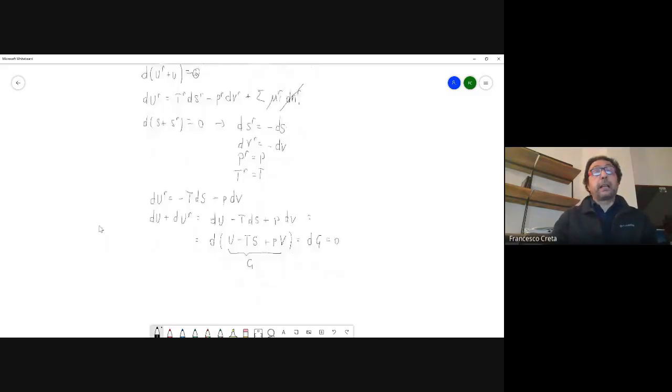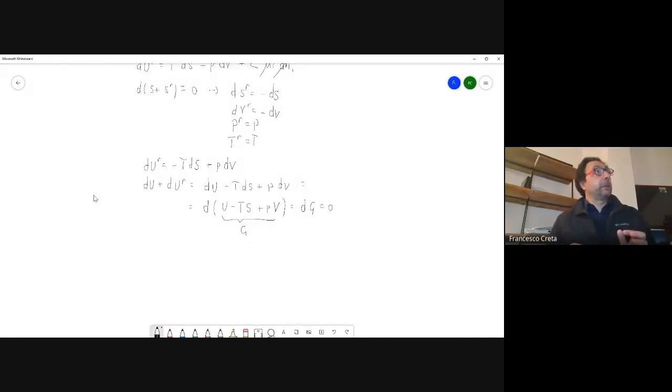It's not that I can keep, for example, a system at constant entropy. I don't have an entropy meter. And so the minimum of internal energy, now for a constant pressure and temperature system, translates into the minimum of Gibbs energy for constant pressure and temperature systems.